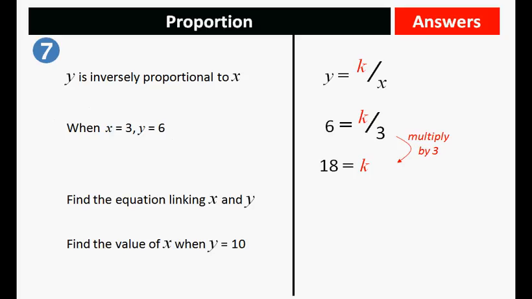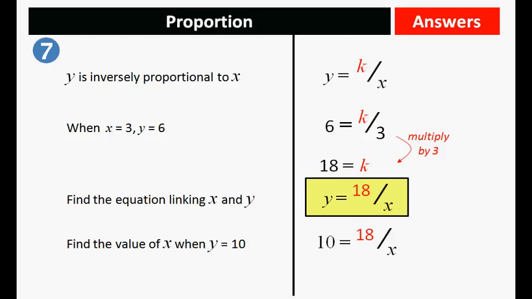So the relationship between x and y is that, well, we started by saying it was y equals something divided by x, and we've now worked out that that something is 18. So the relationship is y equals 18 divided by x. That's the equation that links them. Then it says find the value of x when y equals 10. Okay, so we'll just put 10 in there instead of y. 10 equals 18 divided by something.